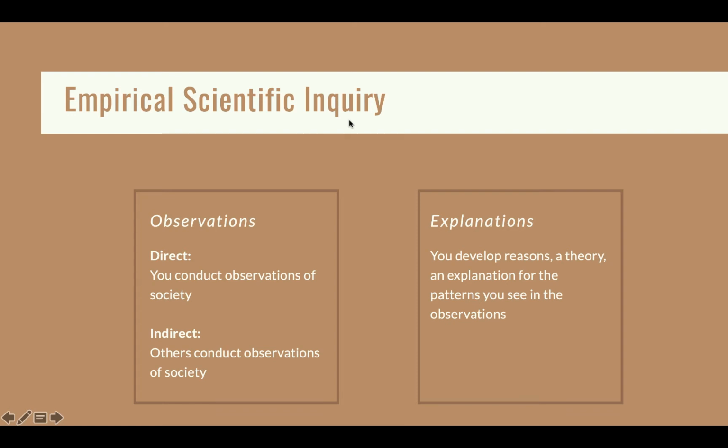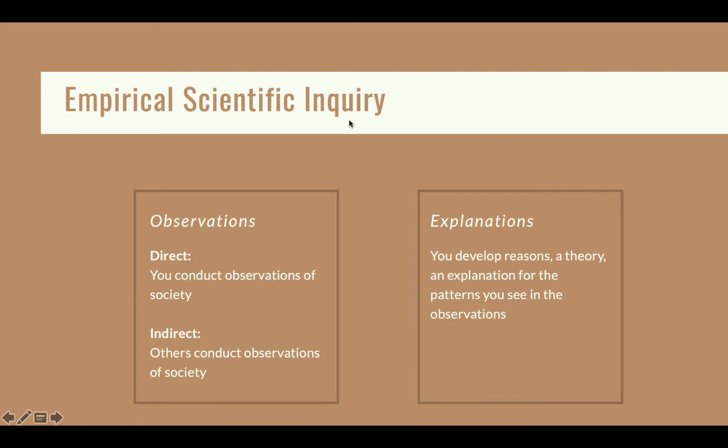And like I mentioned before, the observation side of it is actually looking at the social world, what's going on, collecting data about these things, writing things down. And these can be both direct or indirect. Direct means you yourself are conducting those observations. You're watching what's going on. You're interviewing people. You are taking surveys from individuals. You're meeting with business owners. You're working with Congress people.